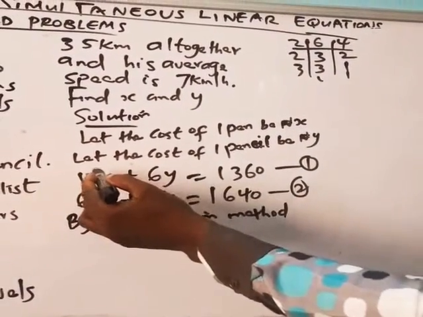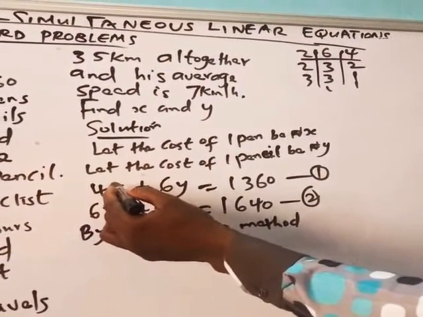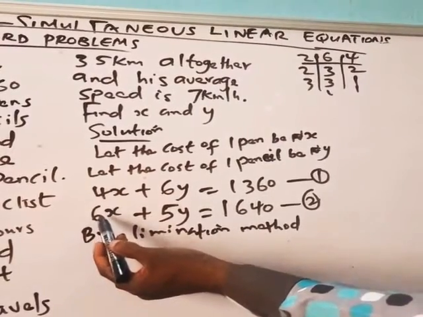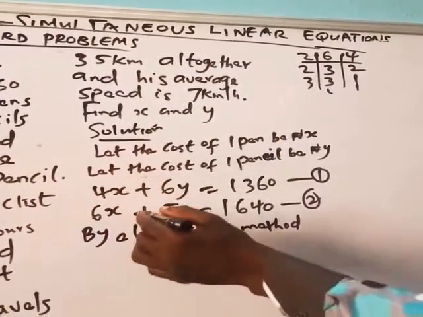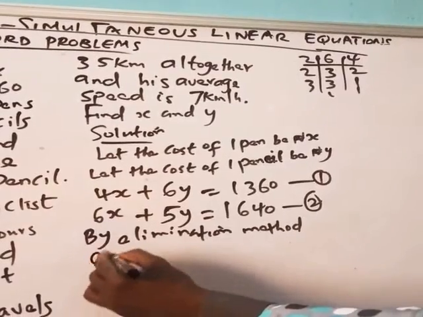So how will I make 4 to be 12? I'll multiply here by 3 to make 12. How will I make 6 to be 12? I'll multiply here by 2. All that matters is that the coefficients are equal. So you tell us what you are doing.